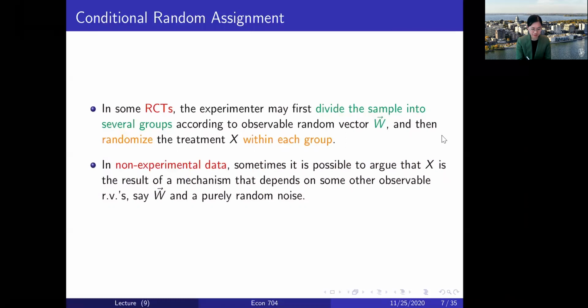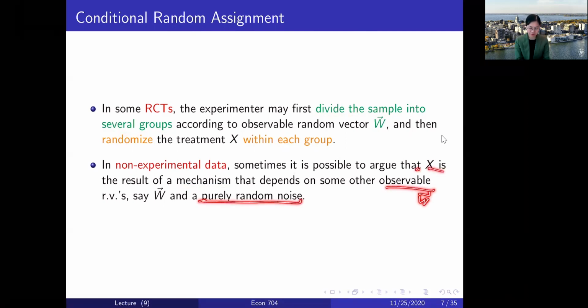Another setting is non-experimental data. And this is actually where the control variable approach is used most often. In non-experimental data, sometimes it is possible to tell a story about how X is generated. Sometimes it's plausible to argue that X is a result of a mechanism that depends on some other observables, W, and a purely random noise.